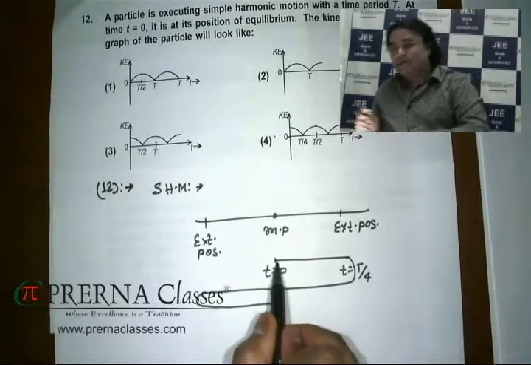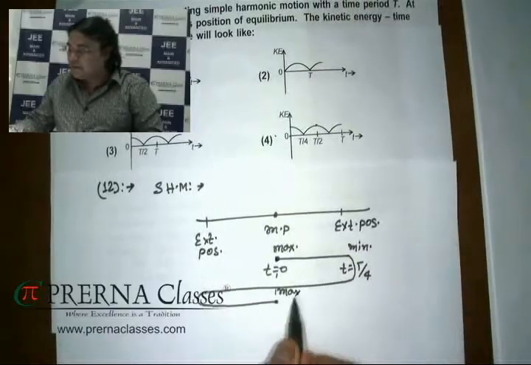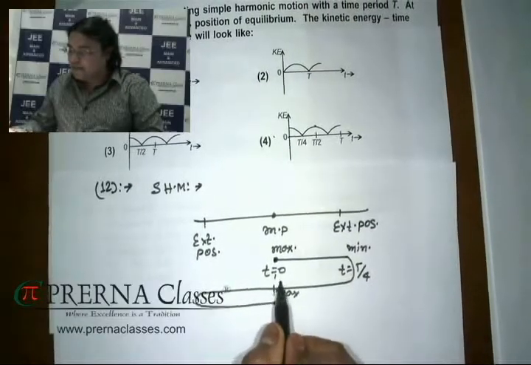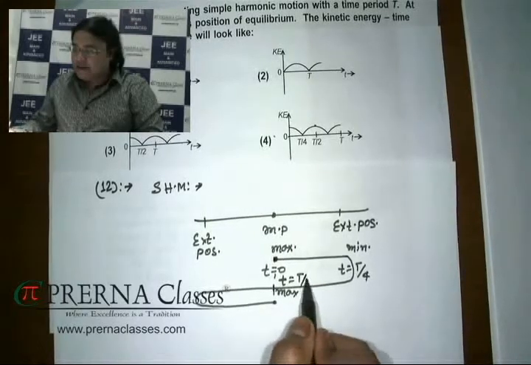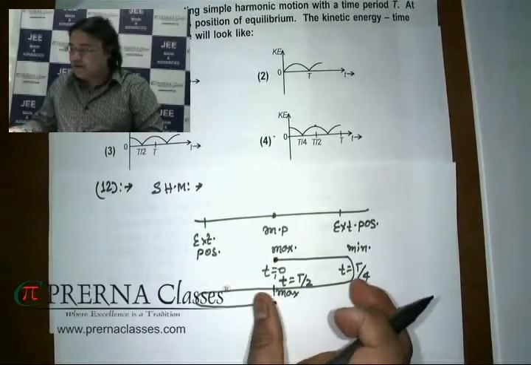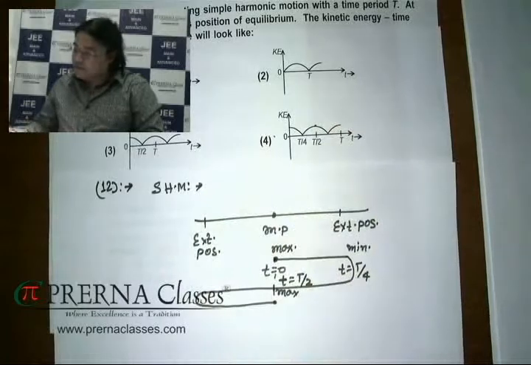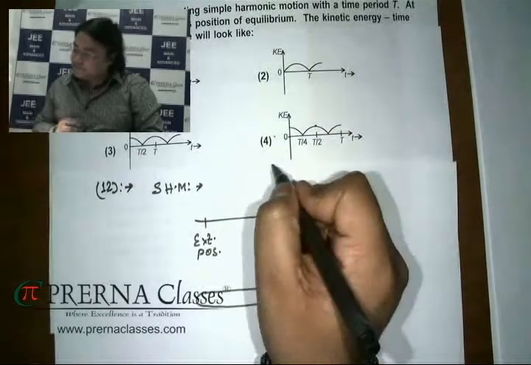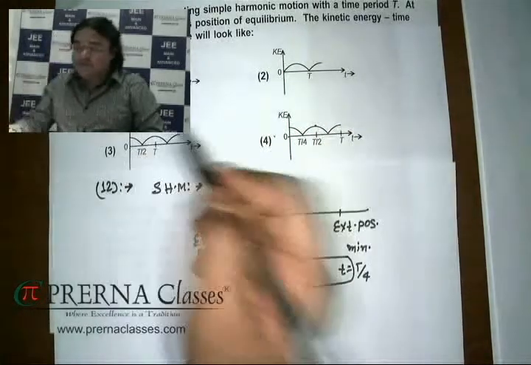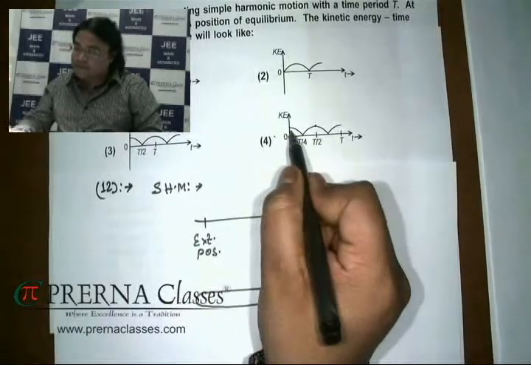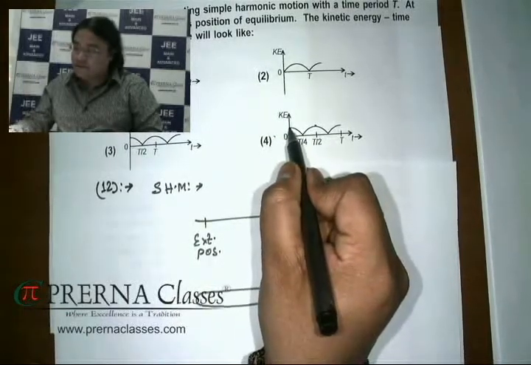So kinetic energy changes like at t equal to 0 it is maximum and here it will be minimum, again maximum, and that time here is t equal to T by 2. Okay, so if we look at the options, the correct option here is 4.